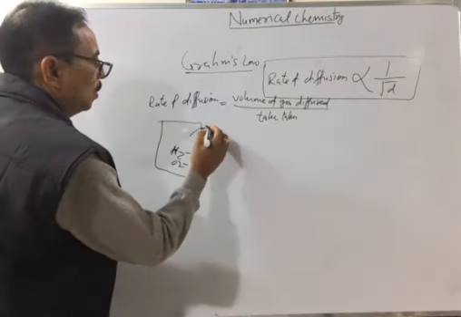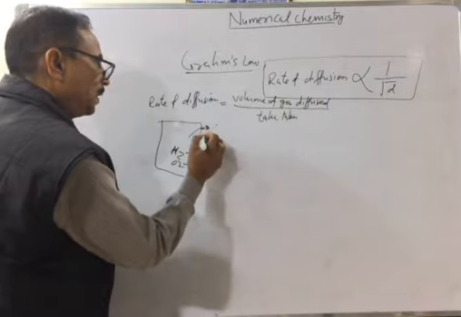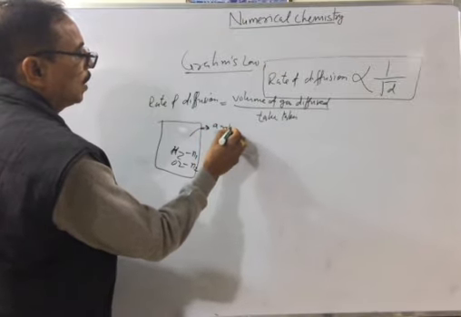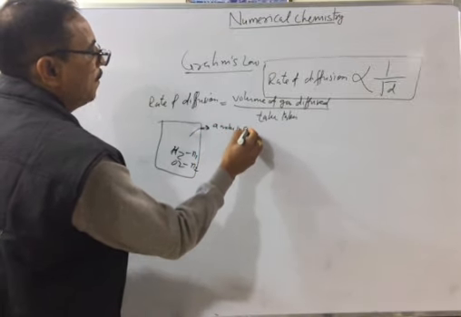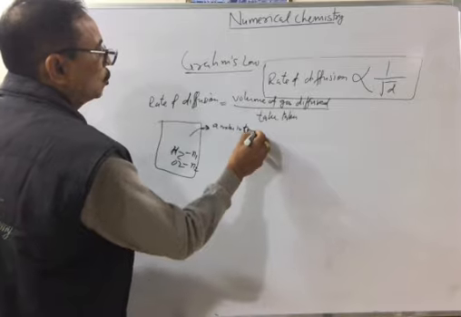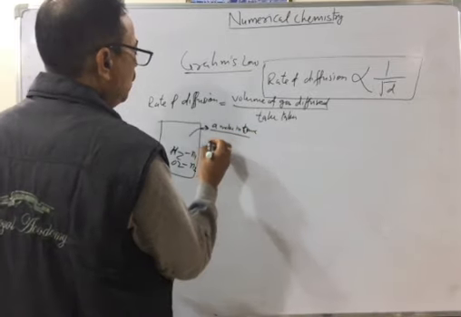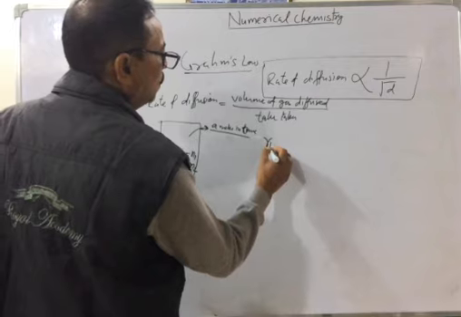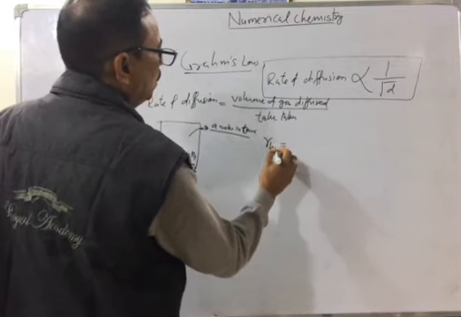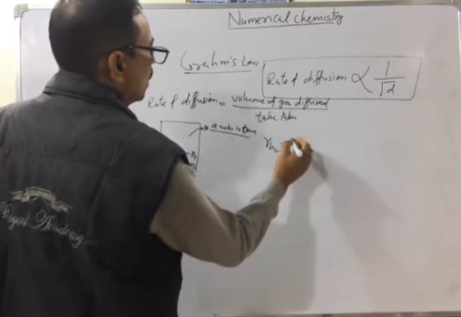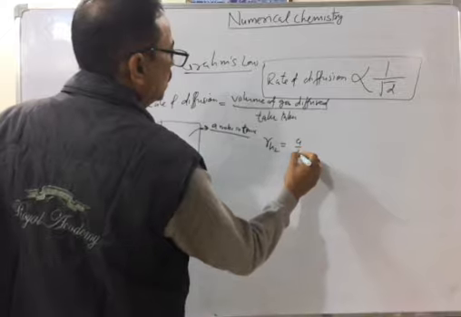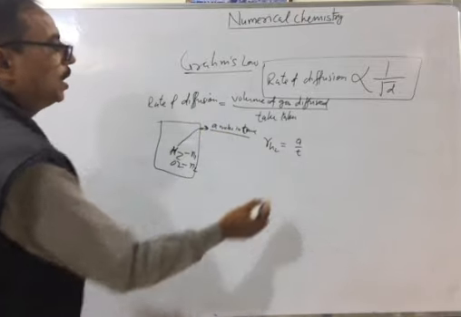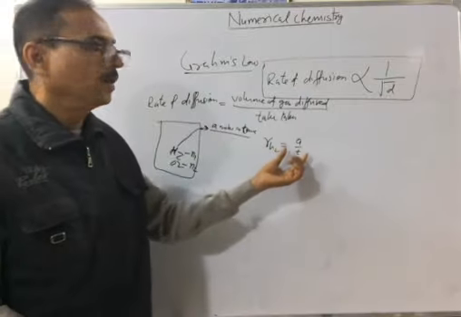Suppose in N1, if A moles are diffused in 5 minutes or in T time, so the rate of diffusion of hydrogen will be A by T. A moles of hydrogen will diffuse in T time, the rate of hydrogen will be A by T.